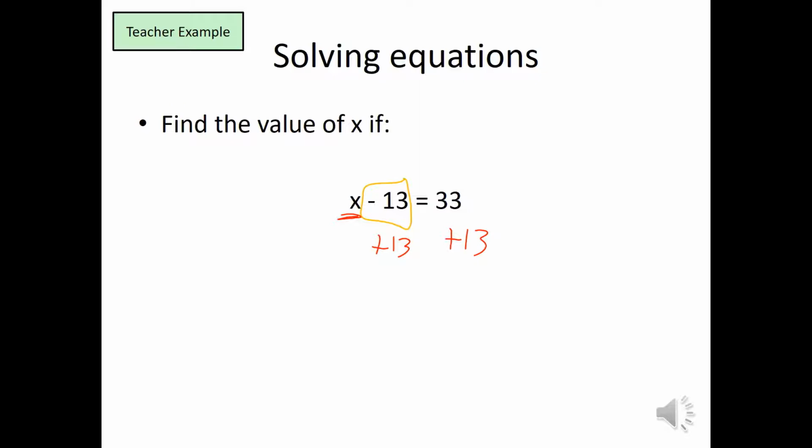Negative 13 add 13 will give us 0. If you'd like to use a number line, please have a look at a number line. So that leaves us with x. Now 33 add 13 will give us 46. So our solution to this is x equals 46. We've now solved it.